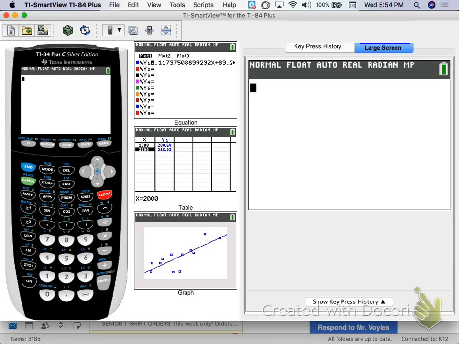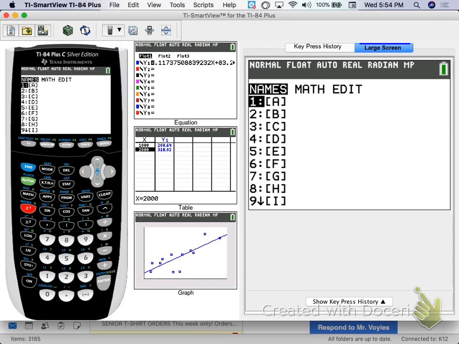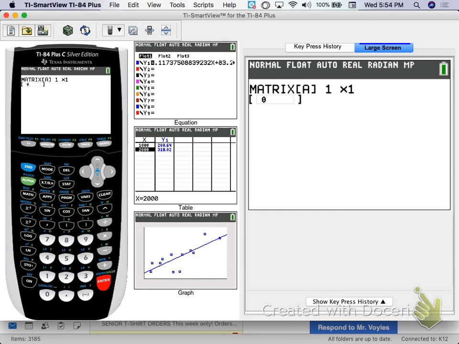To get to our matrices, we're going to hit second and the x to the -1 power. You can see it lit up there on the calculator. I want to edit. I'm actually going to make a matrix. Now you're going to put in the dimensions of your matrix. So we're looking for the actual numbers. In my table here, I have 4 rows of data. That's for bicycle, drive, walk, and public transportation.